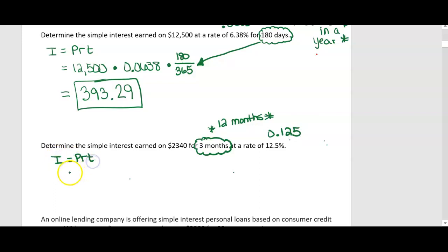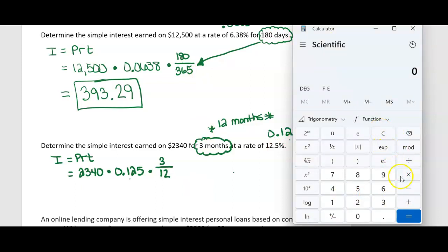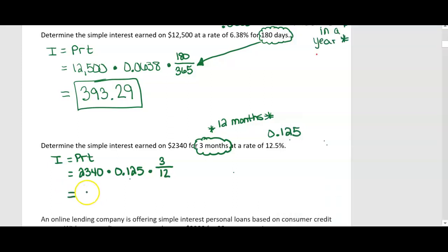And now I'm ready for my formula. Principal times rate times time. So I'm borrowing $2,340 times my rate, 0.125, times my time. I have 3 months out of 12 months in a year. We're going to use our calculator and type that straight in. 2,340 times 0.125 times 3 divided by 12 equals. So I'm only going to pay $73 and round appropriate here, 13 cents. $73.13 in interest.